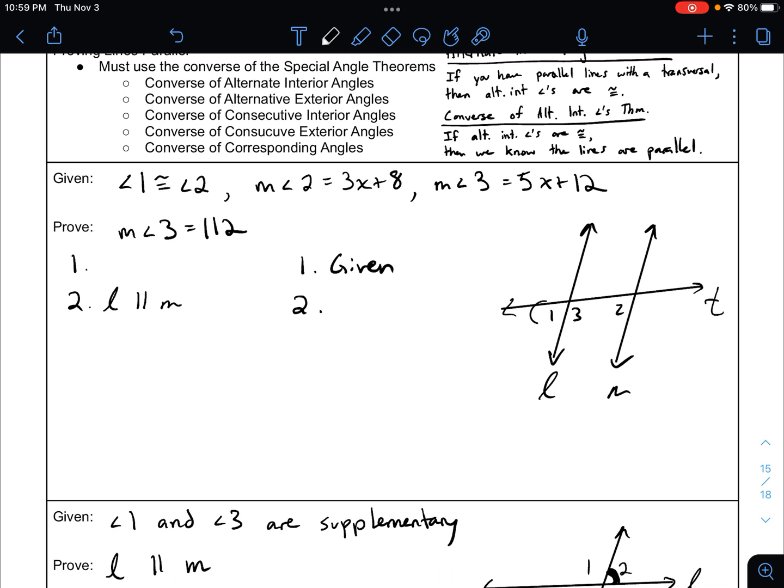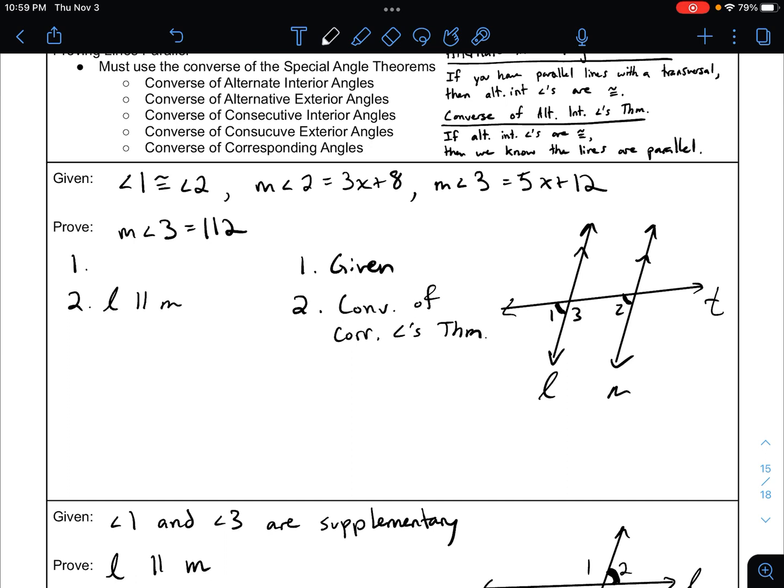Again, this is because 1 and 2 are corresponding angles. So because 1 and 2 are congruent, this is just the converse of the corresponding angles theorem. Because those two angles are congruent, we know that L and M are parallel. So I'm going to mark L and M parallel right now.